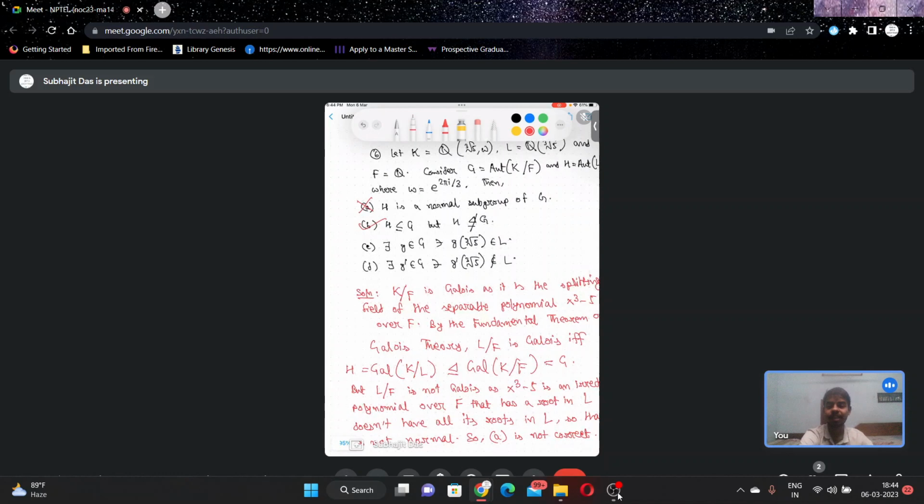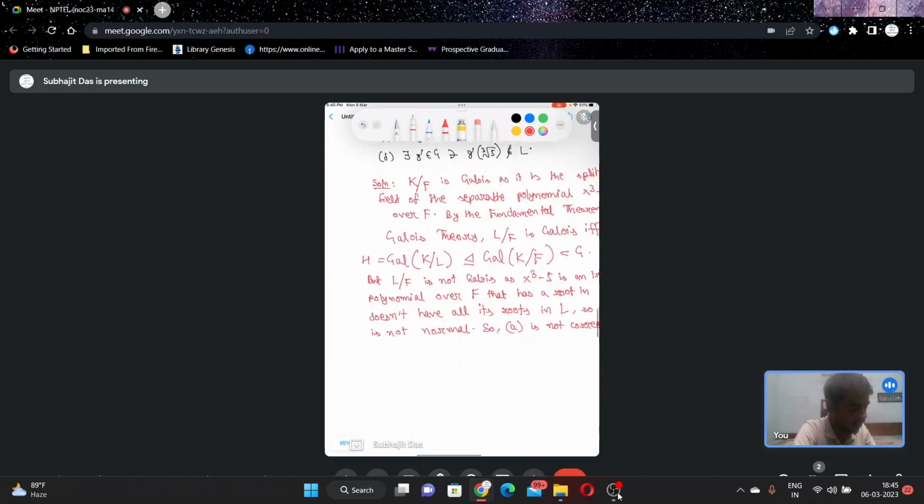Option C says there exists some element g in the Galois group, that is an automorphism of the extension K over F, which maps the element cube root of 5 onto some element in L. So option C says that we can find an element g in the Galois group such that the image of cube root of 5 under g, which is a priori an element in K, actually belongs to L. That is, g maps cube root of 5 onto an element in capital K which is actually in L.